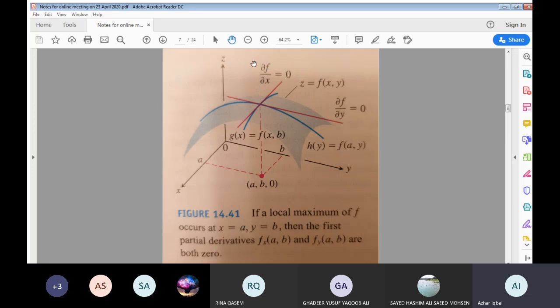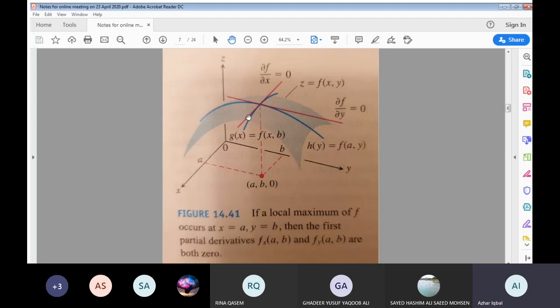When you are partially differentiating this function with respect to x, it means that y remains constant. And when y remains constant, you can imagine a plane which is parallel to the xz plane, and y remains constant for that plane, and it's passing through that point. That plane will trace out a curve, and this bluish line is that curve.